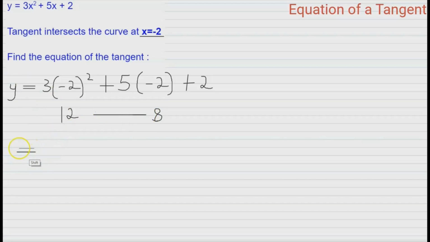And all that means is that 12 minus 8, which is 4, and this just means, as I've said many times before, that 4 in this case is not the gradient, but it's actually the y value when x is equal to negative 2. And now we can find everything else.